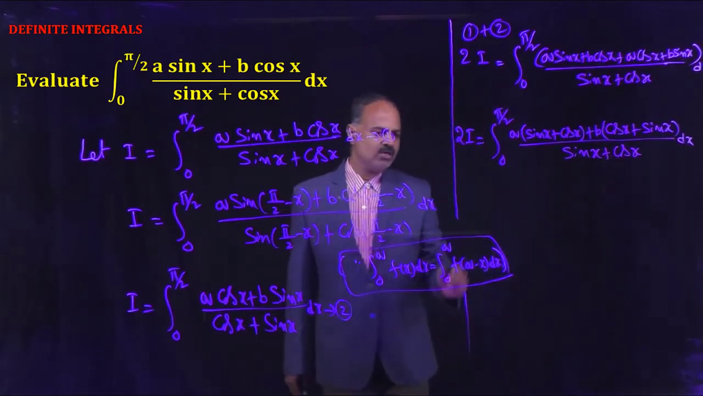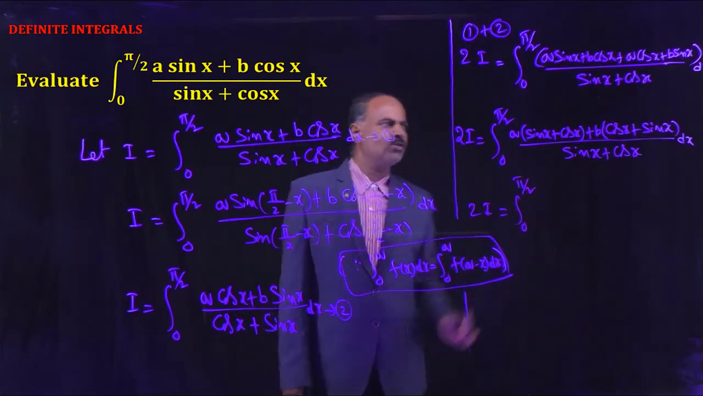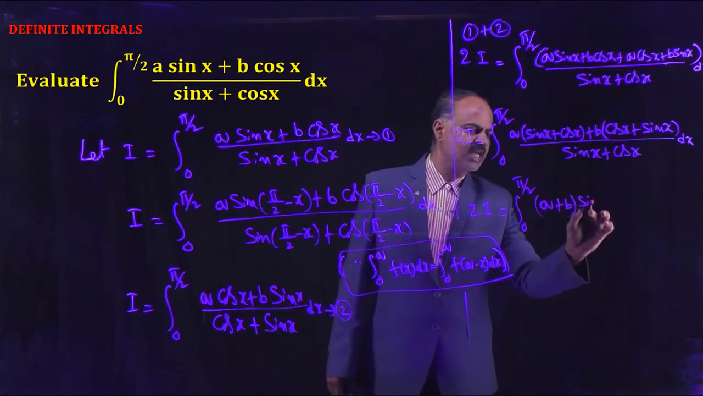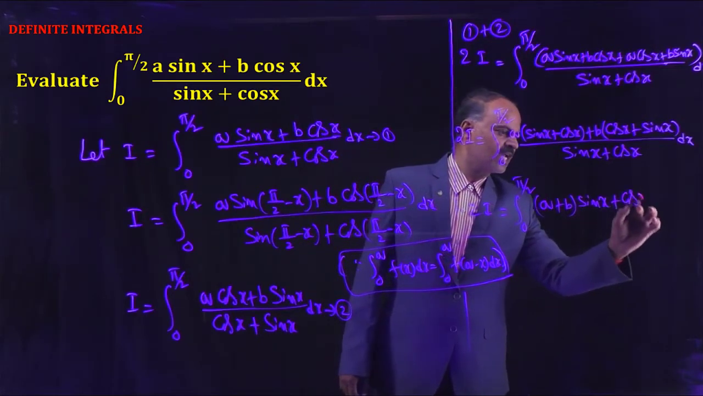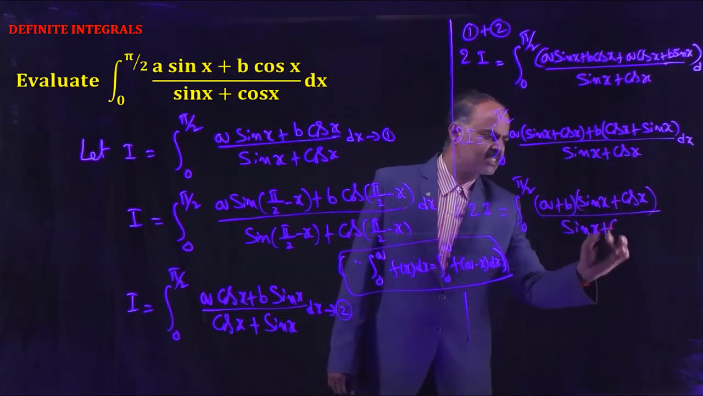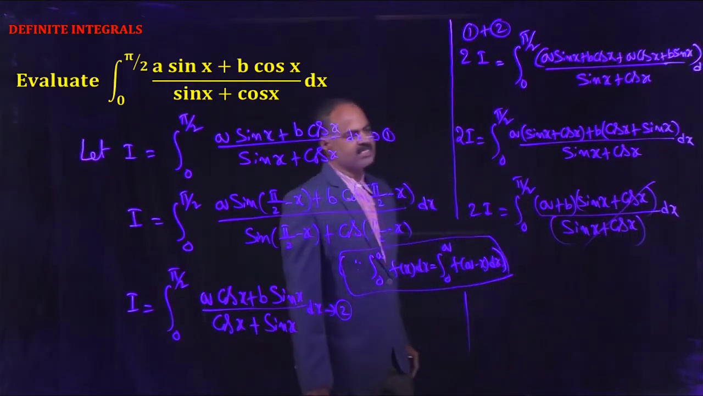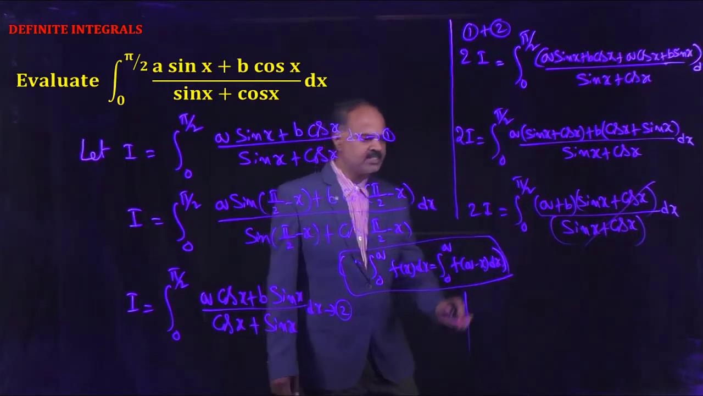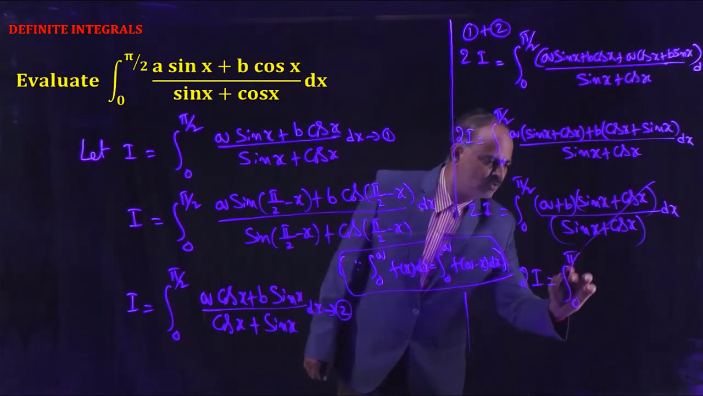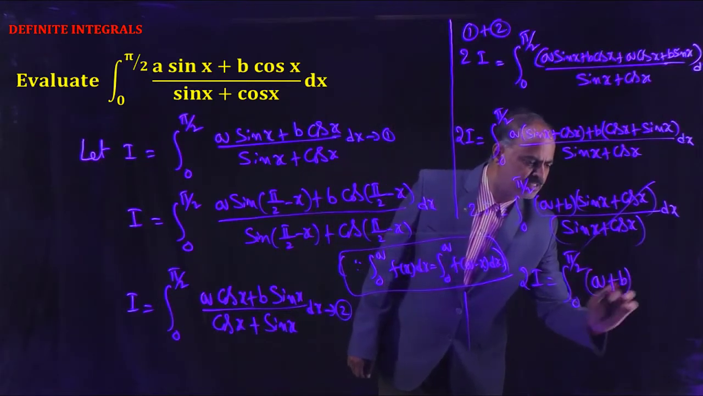Now this is equals to 2I is equals to integral 0 to pi by 2 a plus b into sin x plus cos x divided by sin x plus cos x dx. So here sin x plus cos x and sin x plus cos x get cancelled. So therefore 2I equal to integral 0 to pi by 2 a plus b into dx.